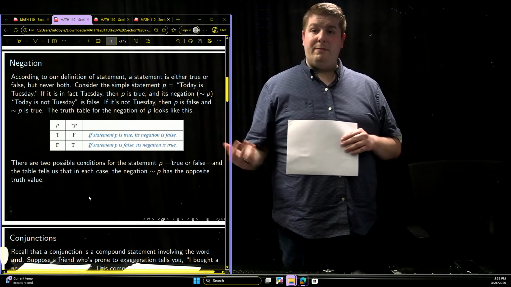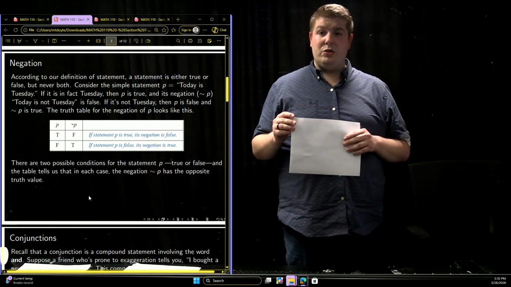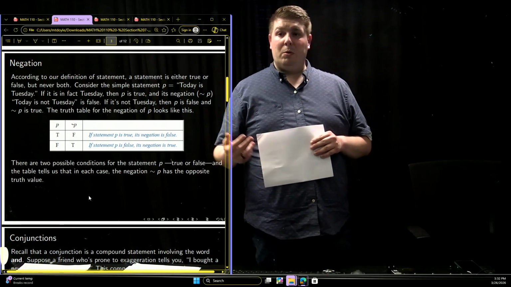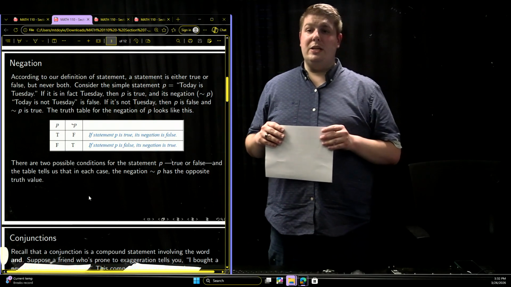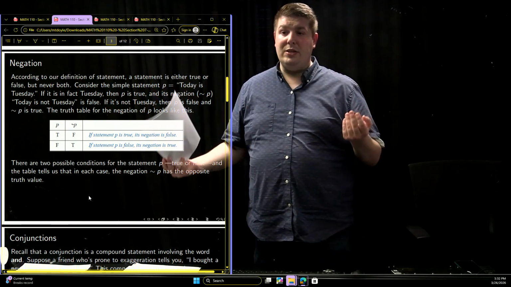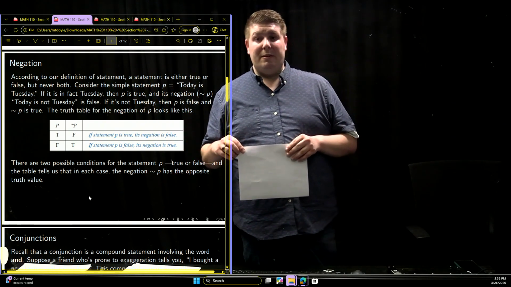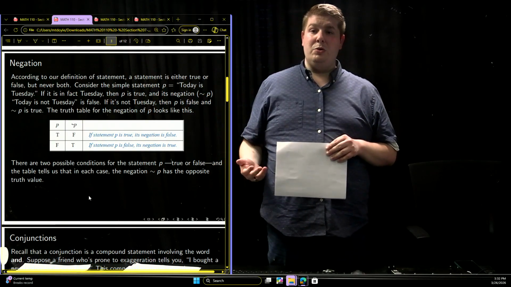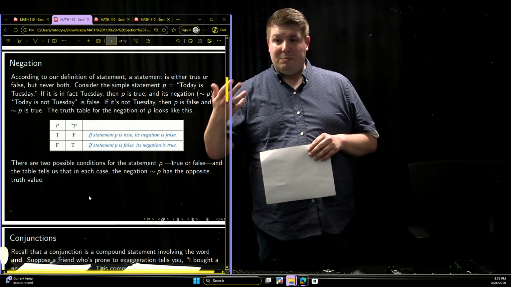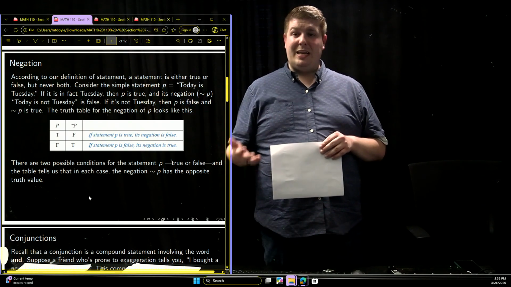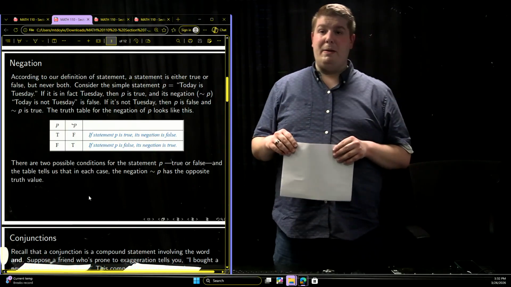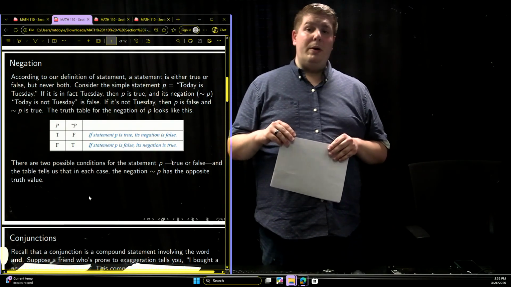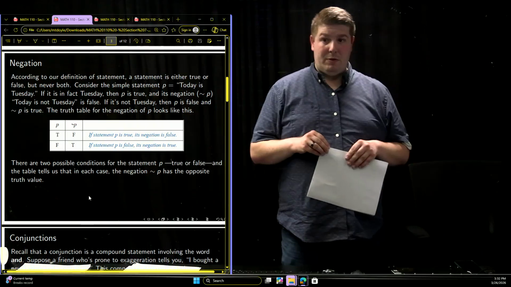Negation. According to our definition, a statement is either true or false, but never both. So consider the statement P, which is: today is Tuesday. If it is in fact Tuesday, then P is true, but its negation is false, meaning it's not Tuesday. So we want to construct a truth table for this.